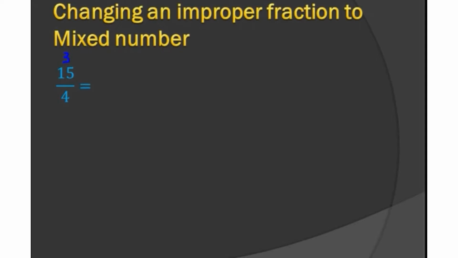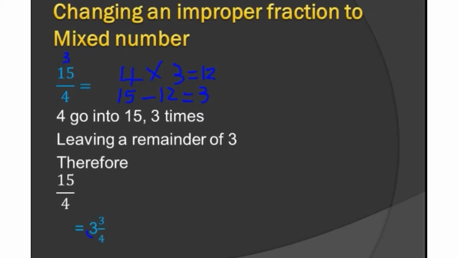4 times 3 is then equal to 12. 15 minus 12 is then equal to 3. So you'll have a remainder of 3. Therefore, 4 goes into 15 3 times. So, how did that?